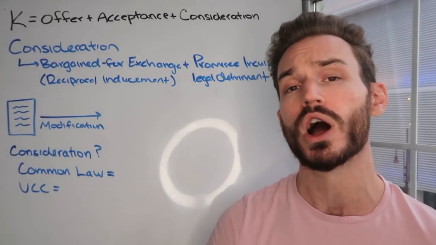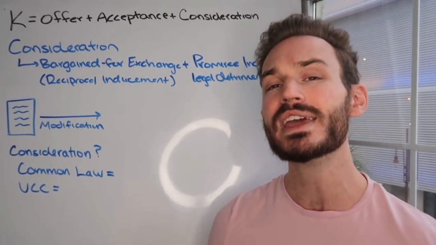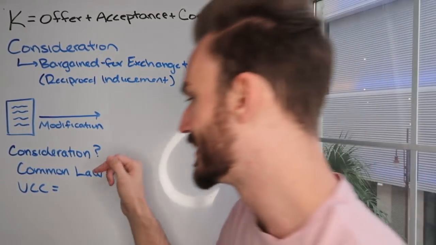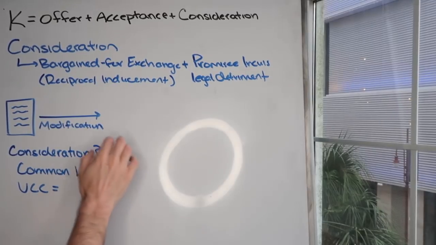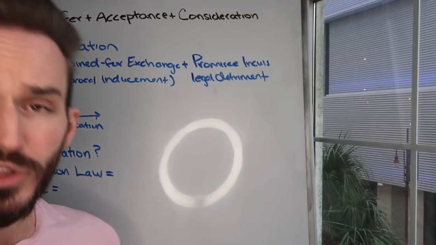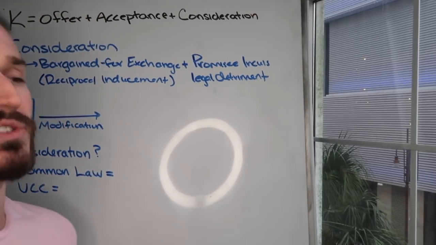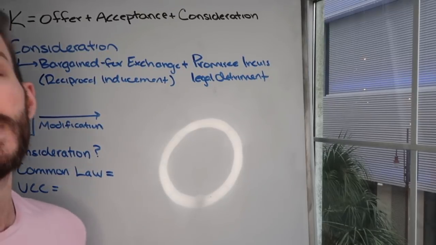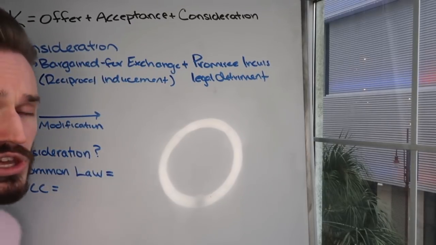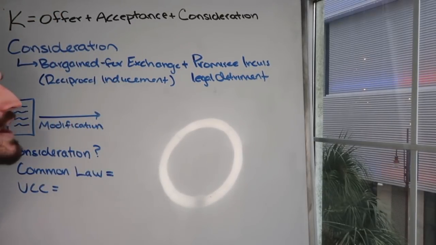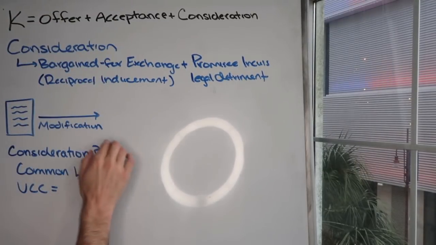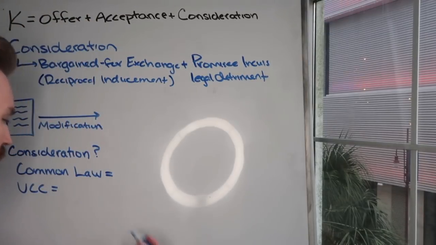But to determine whether a contract modification is valid, we need to know whether the modification must be supported by consideration. And the answer here is that it changes depending on whether the contract is governed by the common law or by the UCC. Obviously, if it deals with services or real estate, we know we're in common law territory. If the contract deals with the purchase or sale of goods, we're under the UCC. So is consideration going to be required? Does the modification need to be supported by consideration? Well, the common law, in short, says yes.